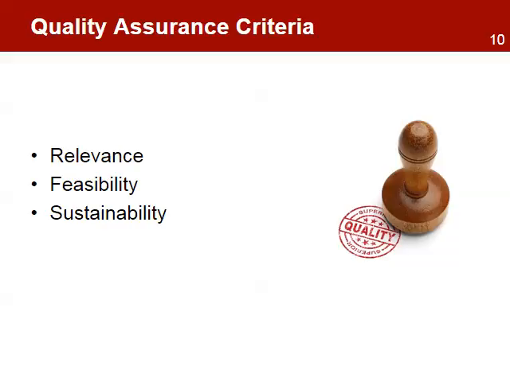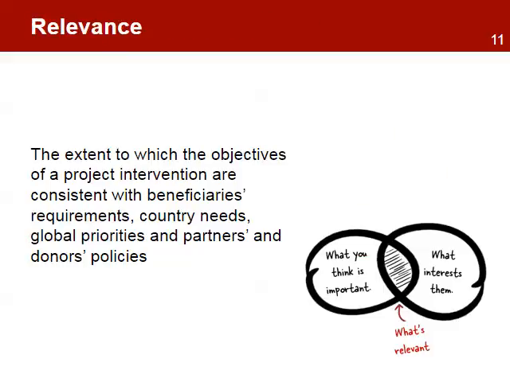Relevance is the first quality criteria. It refers to the extent to which the objectives of a development project intervention are consistent with the beneficiaries' requirements, the country needs, global priorities, and partners' and donors' policies. Relevance is how the project is designed to meet the needs of the beneficiaries and at the same time meet the priorities set by the organization, the donors, and key stakeholders.